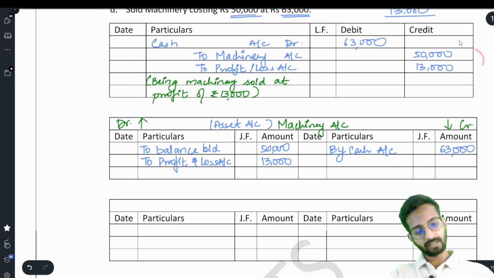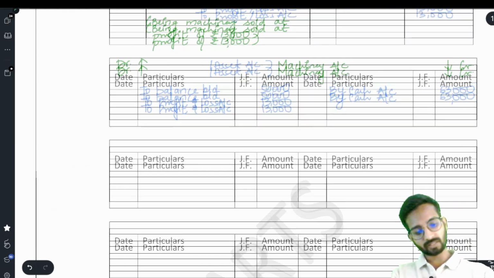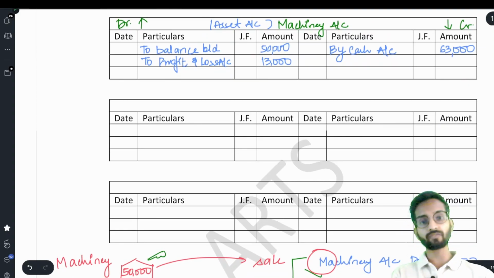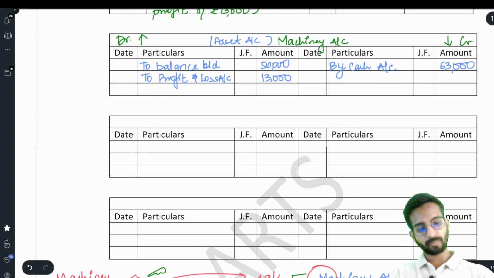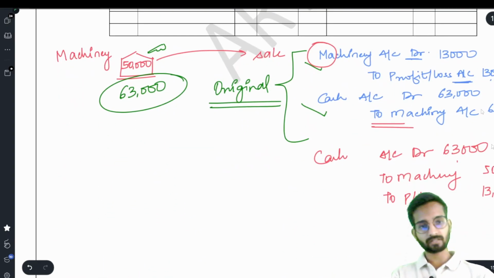account. And the ledger will become wrong if you follow this journal entry to prepare this particular ledger. To prepare the machinery account, we are supposed to understand the functioning of this transaction. That's why first the machinery account will increase by 13,000 rupees, and then it will be sold for 63,000 rupees. And that's how it is done.